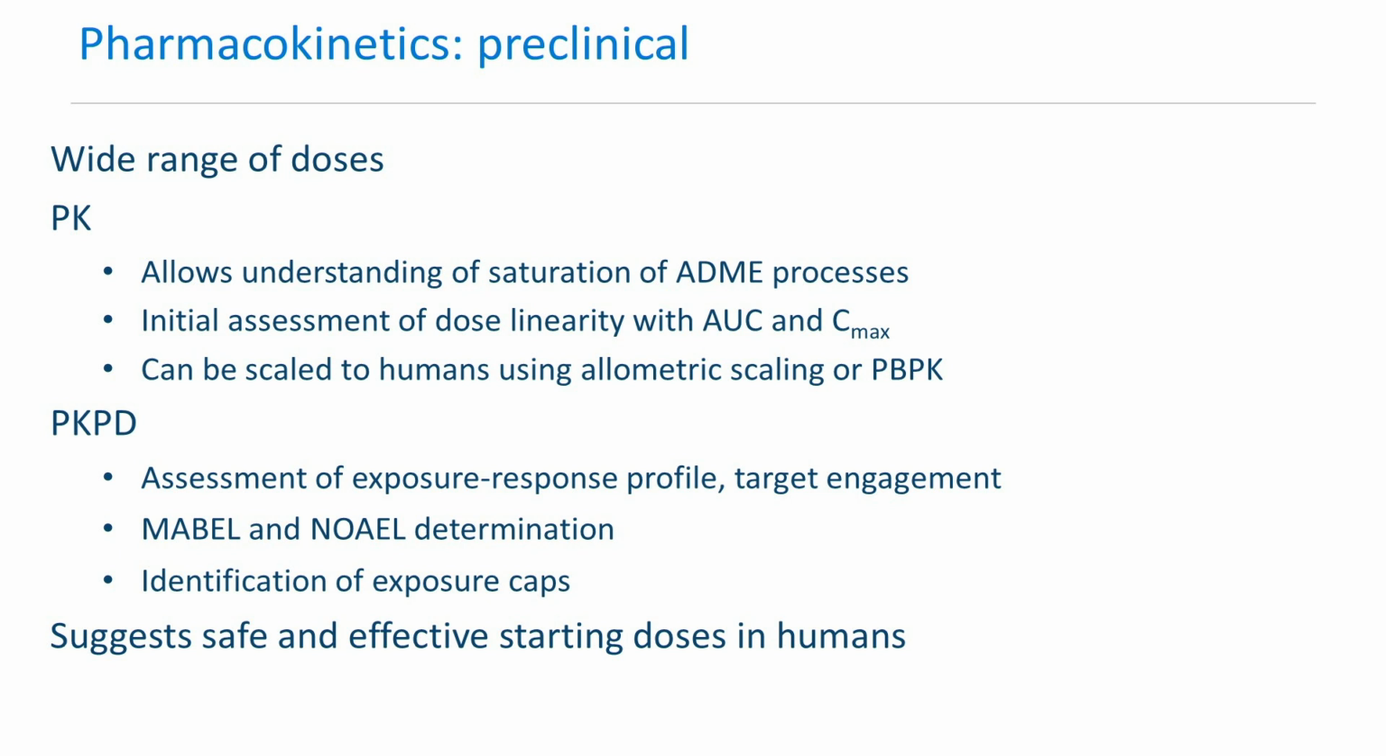PK/PD in preclinical is also quite useful in that we can get a really strong assessment of our exposure response profile due to the wide range of doses. And it gives us ideas of target engagement during different exposures of the drug. It allows us to assess the minimum anticipated biological effect level, MABEL, so the very lowest dose that we can give and see some kind of effect, as well as the no adverse effect level. And we can do that in order to help us identify exposure caps as well as exposure targets. So this will help us suggest safe and effective starting doses once we get into our first-in-human studies.